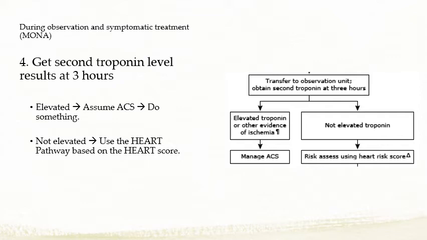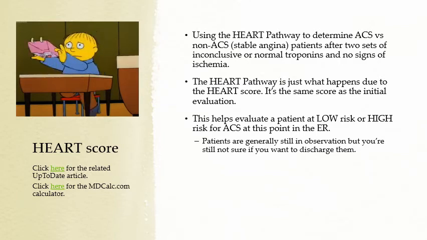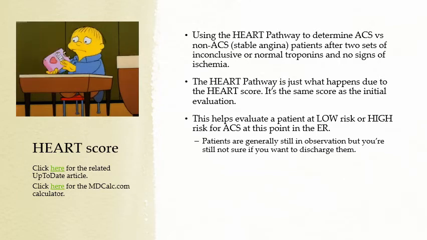Like I said, it's easy to do something when you have a diagnosable MI with troponins because, again, you're going to go the ACS pathway. Here, you've got to figure out what to do on your own. So if we've already assessed the heart score at the beginning, it's not like we have to do a different score here. The heart pathway is just what we do with that score after the patient has 2 inconclusive or normal troponins and no real signs of ischemia, okay?